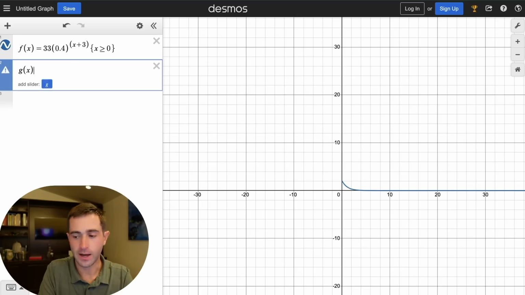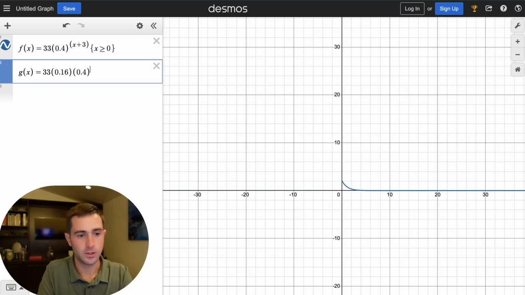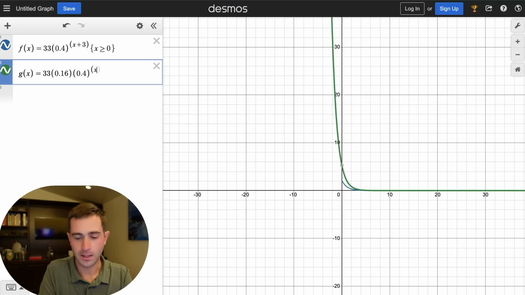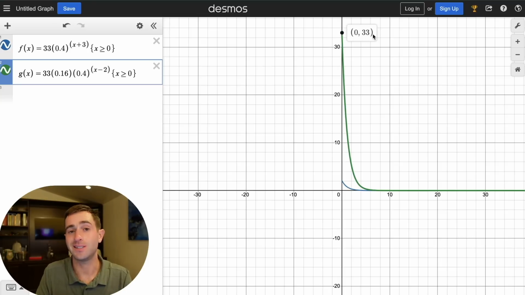So now we'll go over to g of x. Now as we do that, same exact thing. We can simply enter this in. 33 times our 0.16 times our 0.4 to the, once again, use your parentheses, x minus 2. And when we do that, we'll finish with our curly braces, but you can kind of already see the correct answer here. This gives us that y-intercept of 33 that we're looking for. That shows us the maximum is our constant or coefficient. Desmos can really, really help you out, but you still need to learn the underlying concepts. That's why I always try to integrate Desmos chapter by chapter on how you can apply it in my math course.